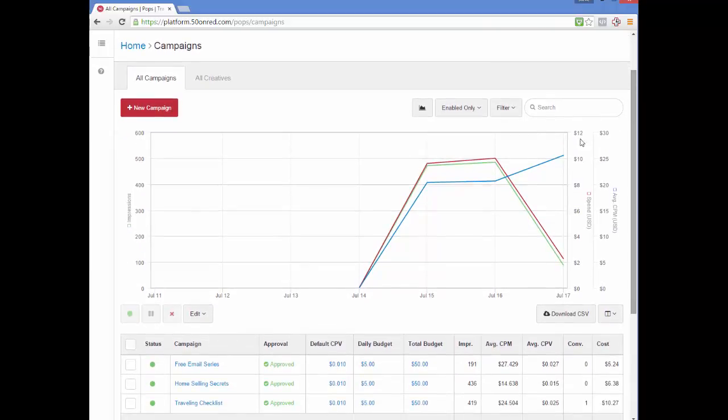So here we have our 3 campaigns showing up, and this is again the last 7 days, which is fine. It's been 2 days since we started them. For the internet marketing email series, we've had 191 impressions, no conversions, and it's cost $5.24. This is our average CPM, which I believe is cost per mil, which means 1,000. So $27 for 1,000. That comes down to 2.7 cents per view on average.